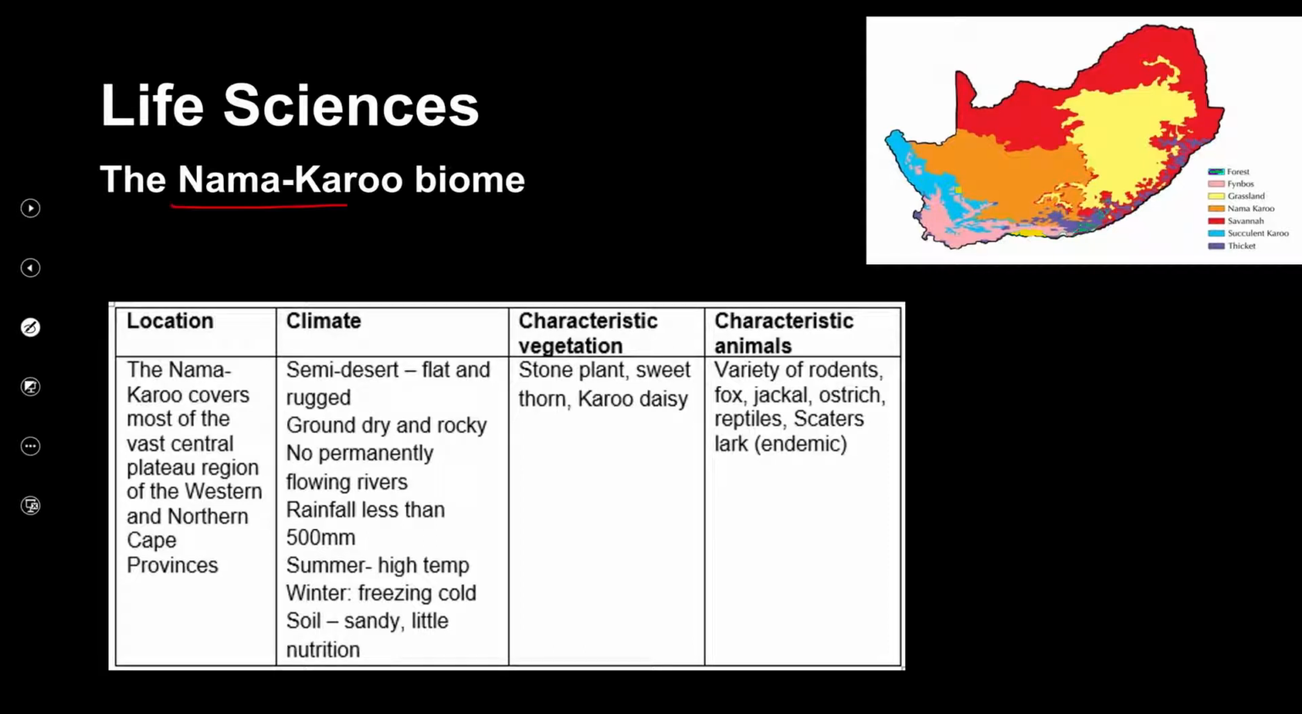The next biome is the Nama Karoo, and on this map it is indicated using the color brown. The Nama Karoo covers most of the central plateau regions of the Western and the Northern Cape provinces. So if you look at it, the Western and the Northern Cape provinces are in those areas there. It's a semi-desert, flat and rugged terrain.